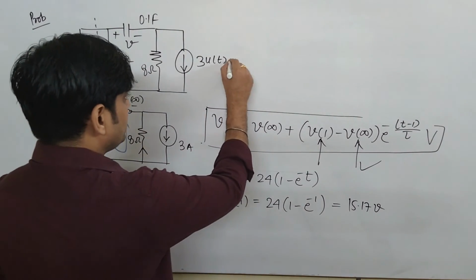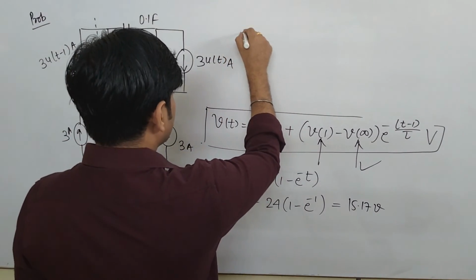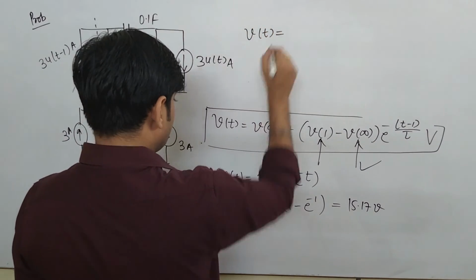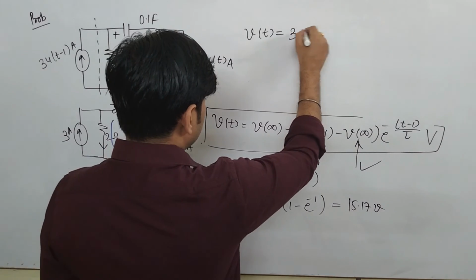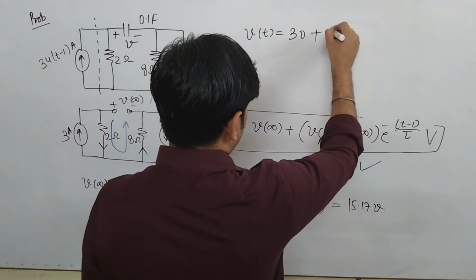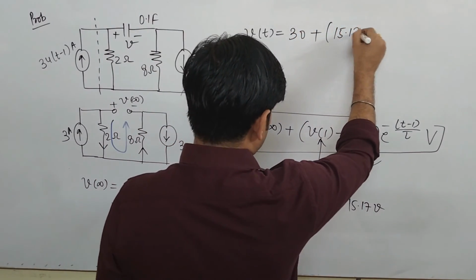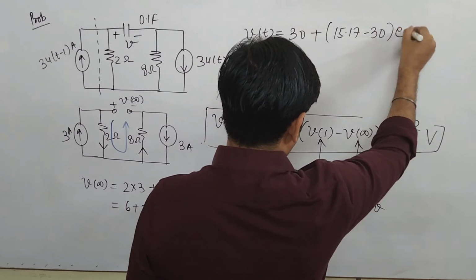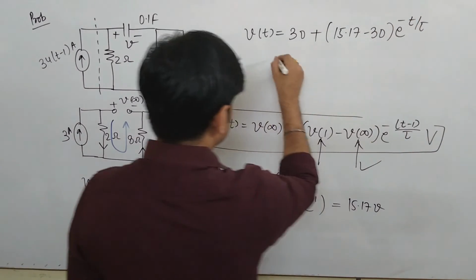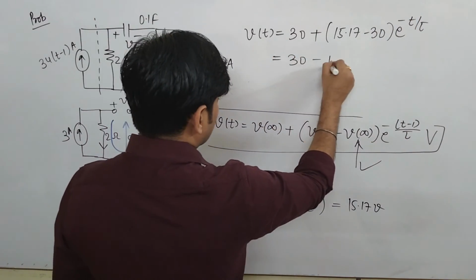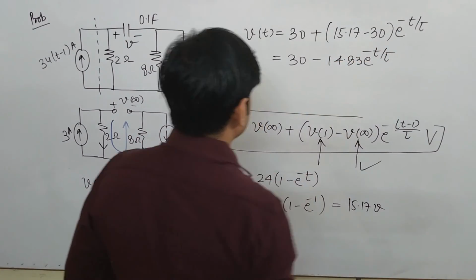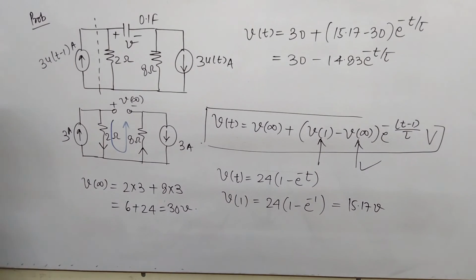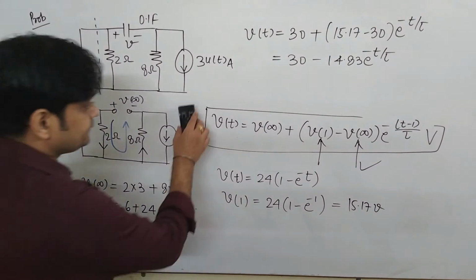So from here the value of Vt comes to be V infinite, how much is it, 30, plus 15.17 minus 30, e to the power minus t by tau, so that comes to be 30 minus 14.83 e to the power minus t by tau. Now you have to find the value of tau. How do you find? Please see.